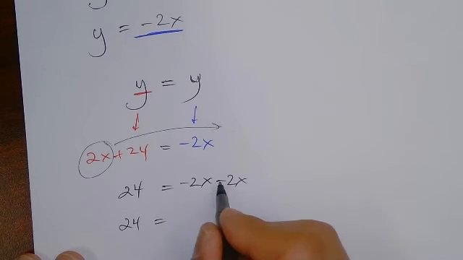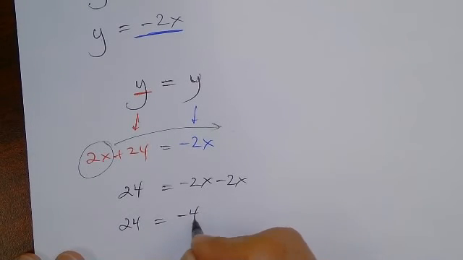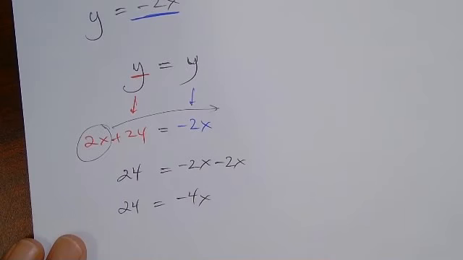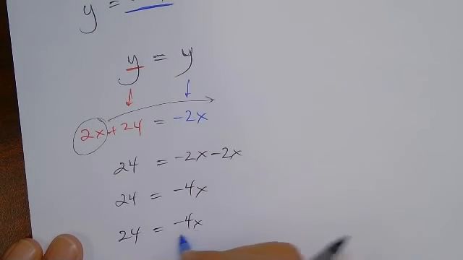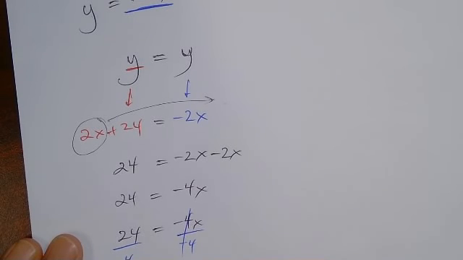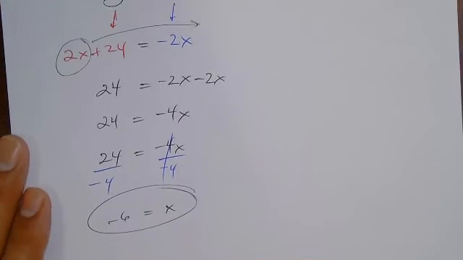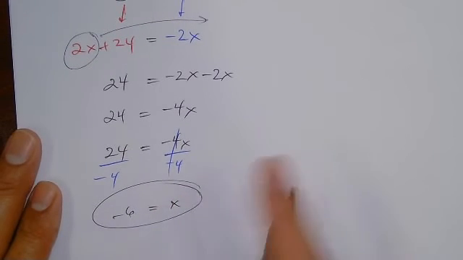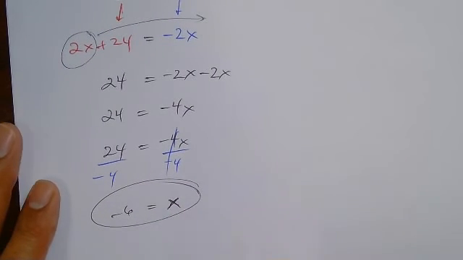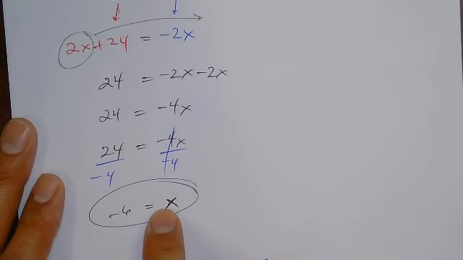So I'll have 24 is equal to negative 2 added to another negative 2, negative 4x. And when you divide by negative 4, you'll have x equals negative 6. All right, I got one of the answers. We found one of the coordinates. We found the x coordinate first.